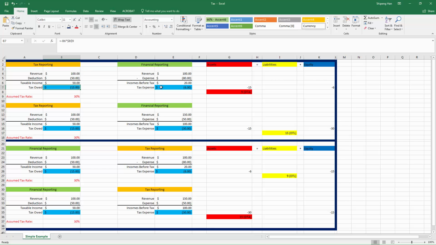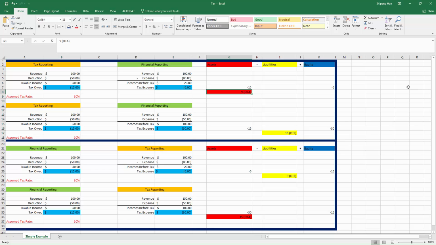Now we find the difference. The company is going to pay $15 to the IRS as tax. So this is a real cash outflow. This will be a $15 decrease in assets, actually cash. And the other one, 6, is tax expense. It is an expense, so it decreases stockholders' equity by 6. So where's the difference? $9. Because the company paid $15 rather than $6, the company paid more than it incurred. So the $9 is deferred tax assets.